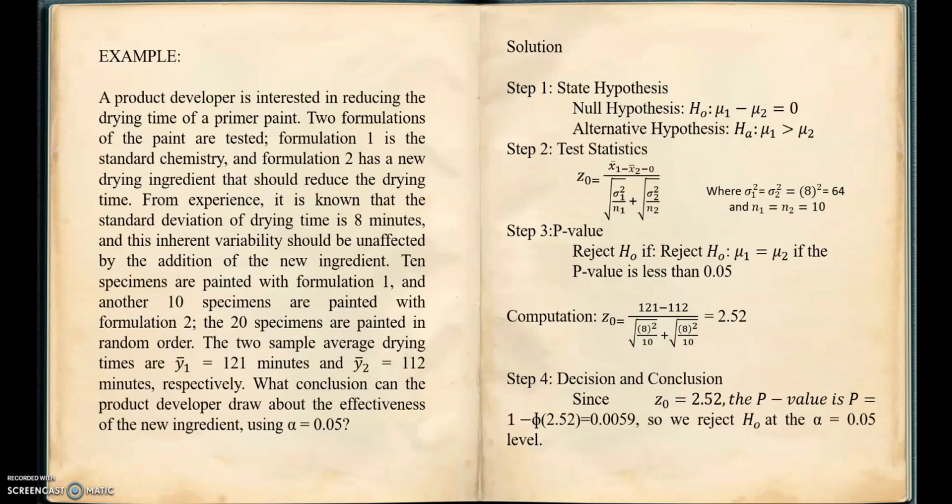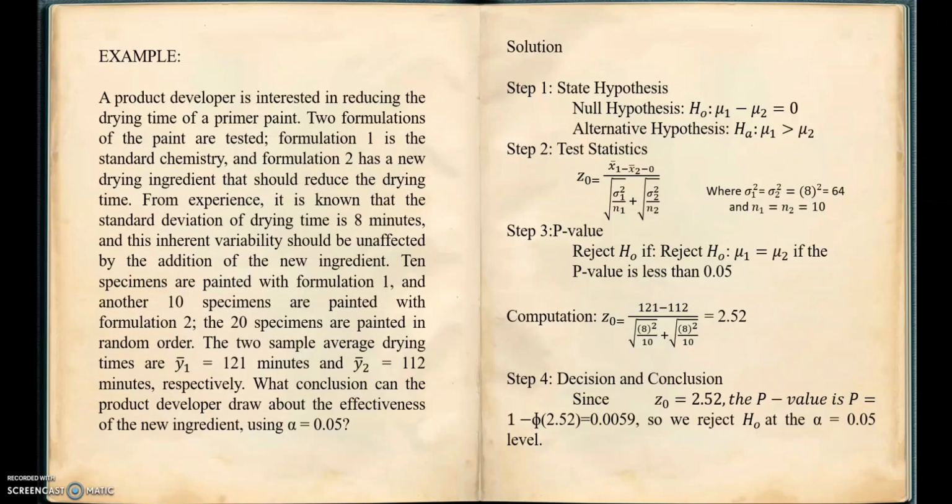So this is our step-by-step solution. Step 1, we state the hypotheses. For the null hypothesis, we have mu sub 1 minus mu sub 2 equals 0. And for the alternative hypothesis, we have mu sub 1 greater than mu sub 2.